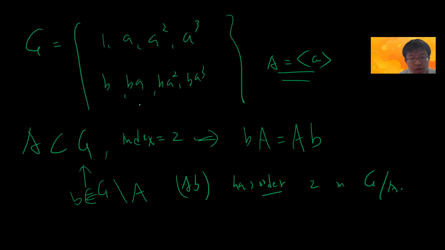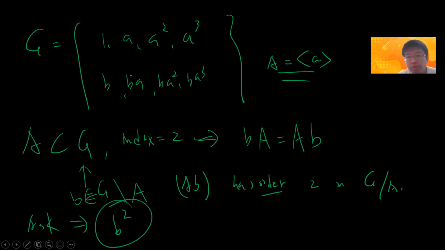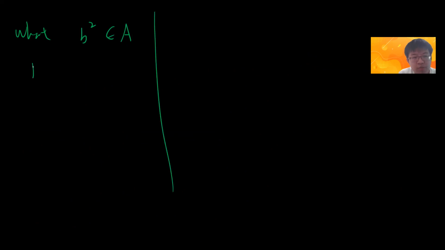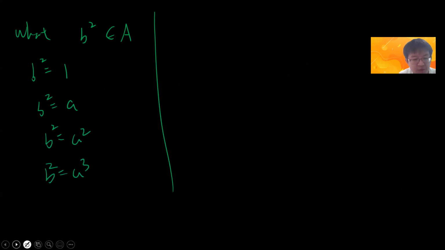And then you can ask, what is B squared? By this I know that B squared must belong to A. This is obviously correct, right? So B squared must belong to A, since AB has order 2 in the quotient. So let's ask what the possible cases are. There are 4 cases, right? B squared can be 1, B squared can be A, B squared can be A squared, or A cube.